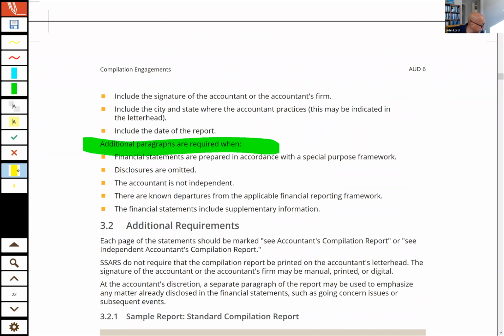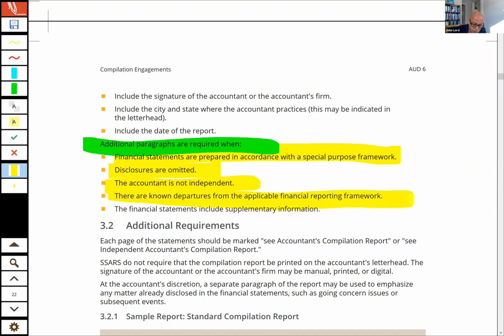Additional paragraphs are required when we are using a special purpose framework. Disclosures are omitted. The accountant is not independent. Now, we're not required to be independent, but remember we have to check to see if we are, and if we're not, then we have to disclose that.